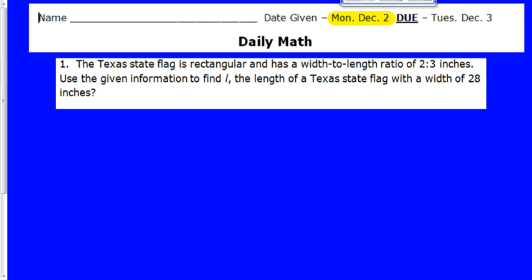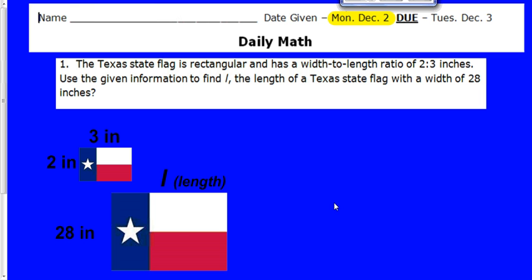Monday, December the 2nd. The Texas flag is a rectangle and has a width to length ratio of 2 to 3. Using the given information, find the length of the Texas flag with a width of 28 inches. So the first thing we need to do is draw a picture.